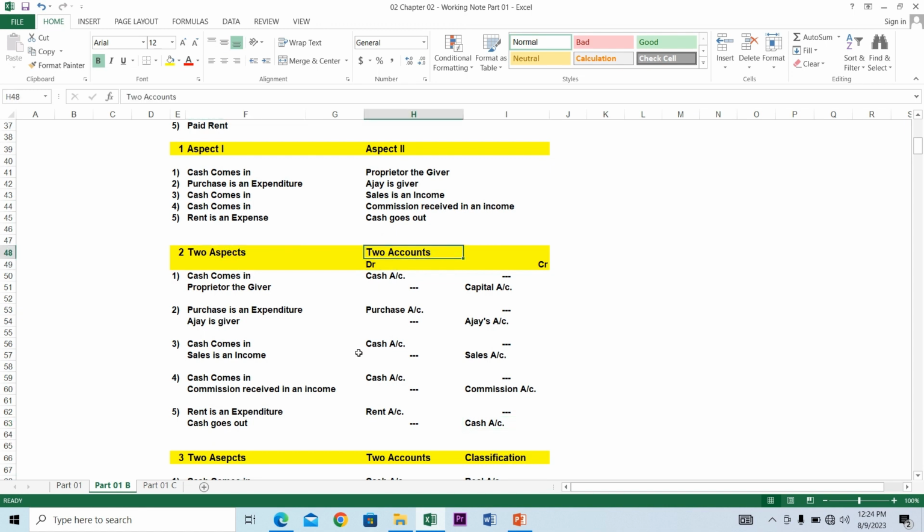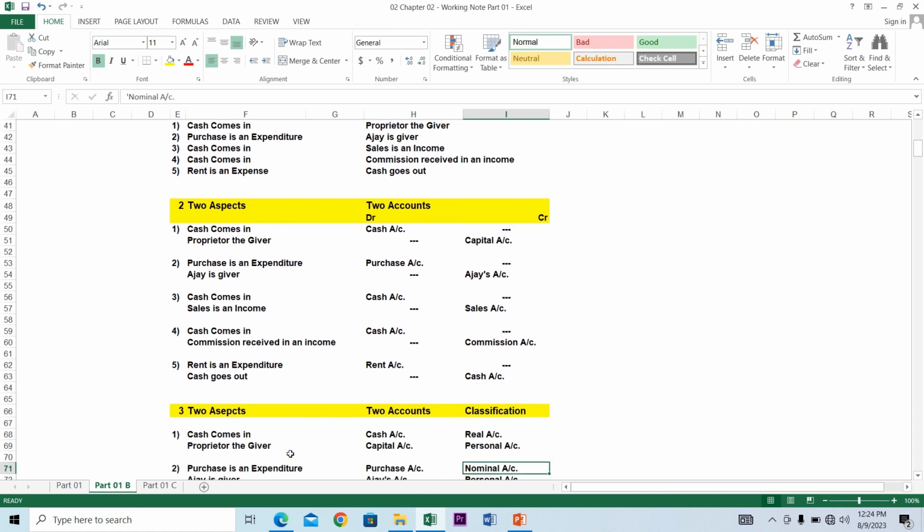Okay. Now in the third step, two aspects, two accounts and classification. Let's see. So now the first point: cash comes in and proprietor is the giver. Those are the two aspects, and the two accounts are cash account and capital account. And the classification is cash is a real account and capital is a personal account. Capital account is a personal account.